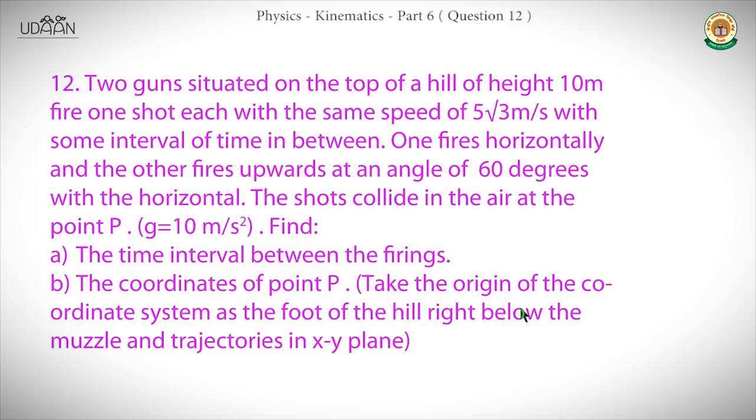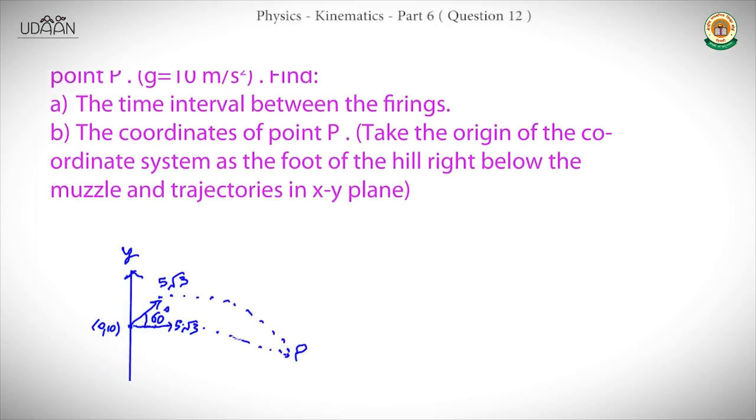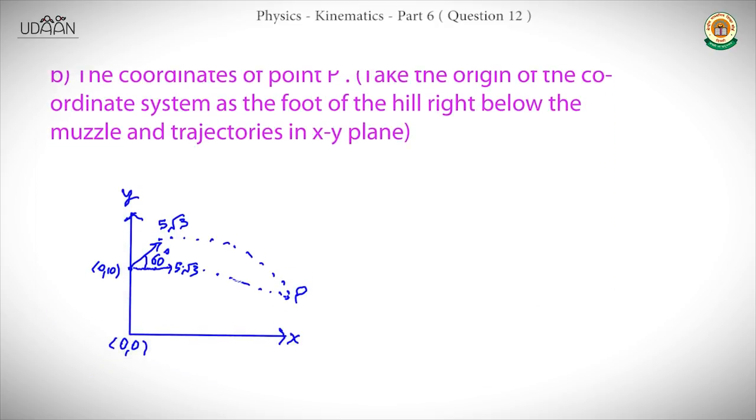And we have to take the origin of the coordinate system as the foot of the hill, so both the guns will be treated as one point. Yes, both the guns will be released from the same point, but there will be a certain time lapse between the two guns. The first gun will leave at an angle of 60 degrees, and the second gun will be fired in the horizontal direction.